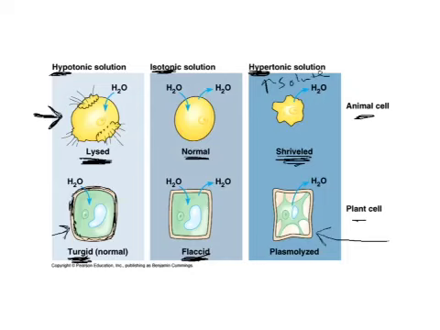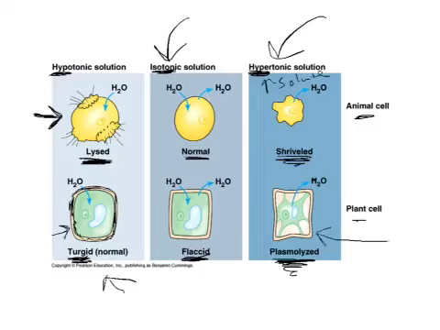In a plant cell, this is horrible. All the water's leaving the cell. The inside of the cell shrivels up, and this cell plasmolyzes, or just ends up shriveling up and dying. So plant cells really like a hypotonic condition. Animal cells like an isotonic one. Nobody likes hypertonic.